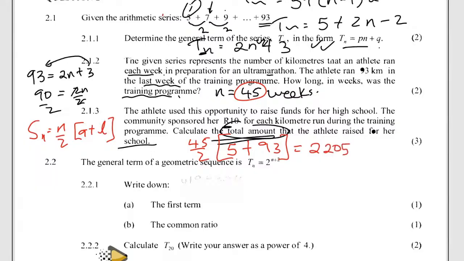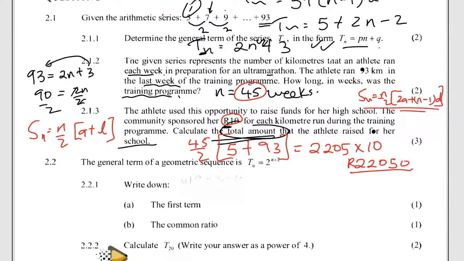2,205 kilometers. But for each kilometer, this person got 10 rand. So we multiply this by 10, and then we get 22,050 rand. So this is what this person raised. You can use this, or we can also use n over 2 into 2a plus n minus 1 into d. There's no problem. You should be able to get to the same answer.